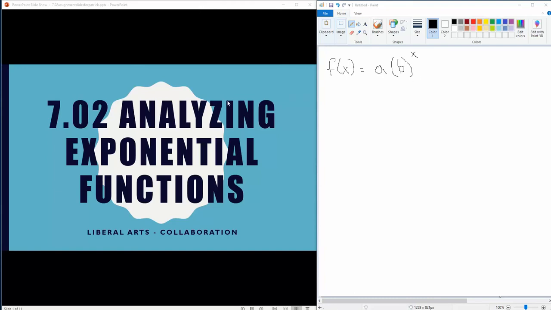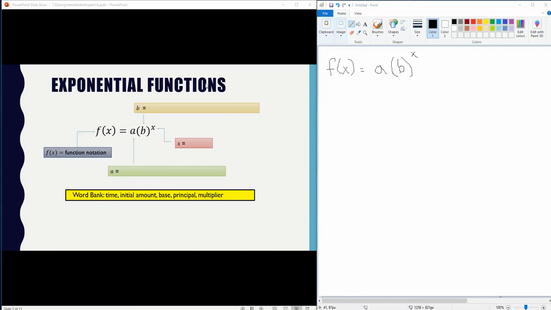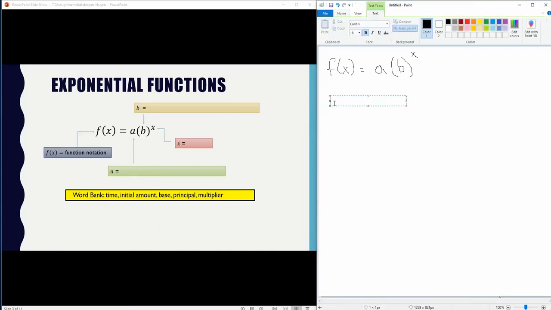So what I've already typed out over here is an example of an exponential function, and you can notice we've got this word bank of different stuff. So we did kind of go over real quick that the a is a variable. Whatever value is there, it's said to be the initial value, and the principal, or principal is kind of another word for starting value. So just a heads up, a is both the initial value and the principal that you've got going on there.